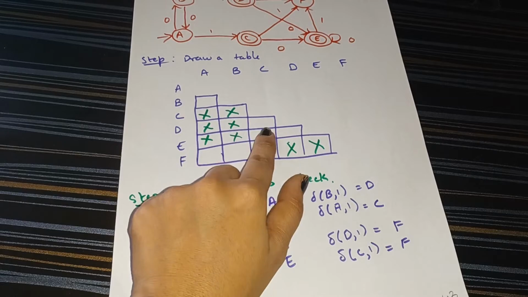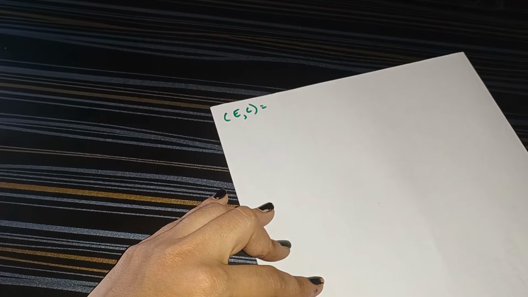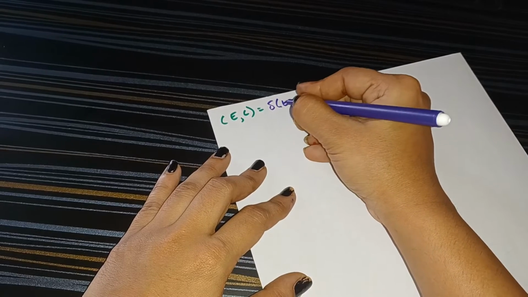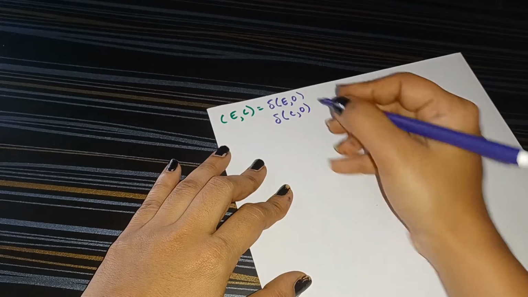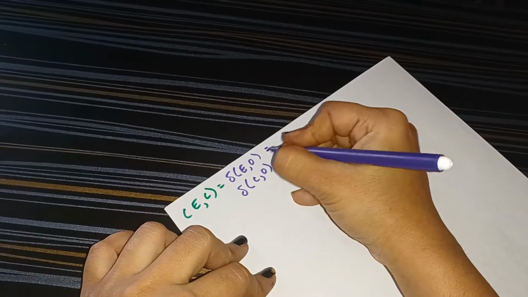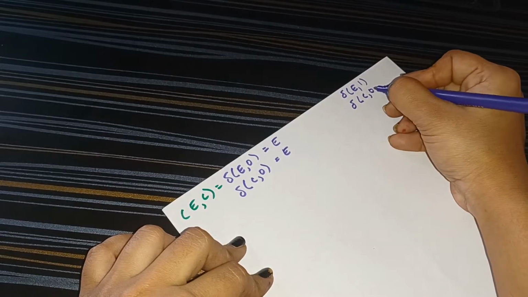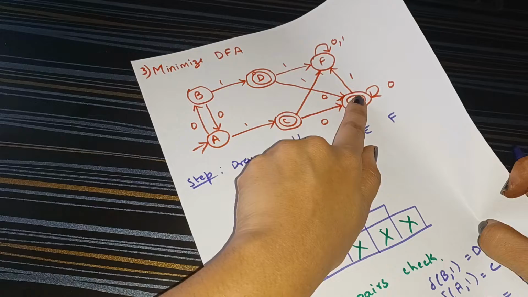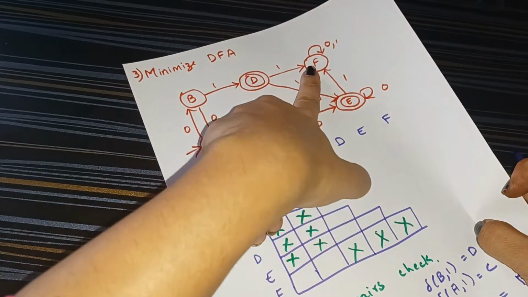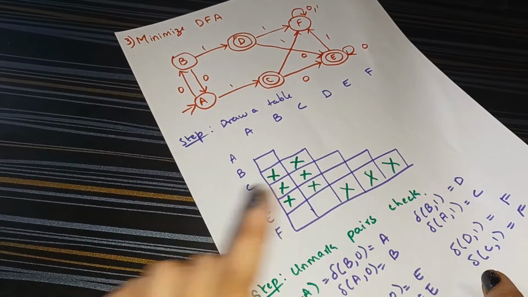So next we have to check for EC. We have to check the delta transition of E on 0 and the delta transition of C on 0. E on 0 is going to itself, C on 0 is going to E only. And the delta transition of E on 1 and of C on 1: E on 1 is going to F, C on 1 is going to F. Here EE is not marked, FF is also not marked, so we will leave it as it is.